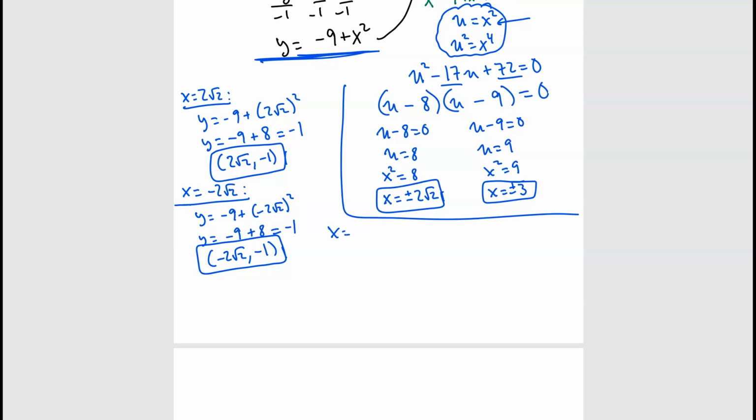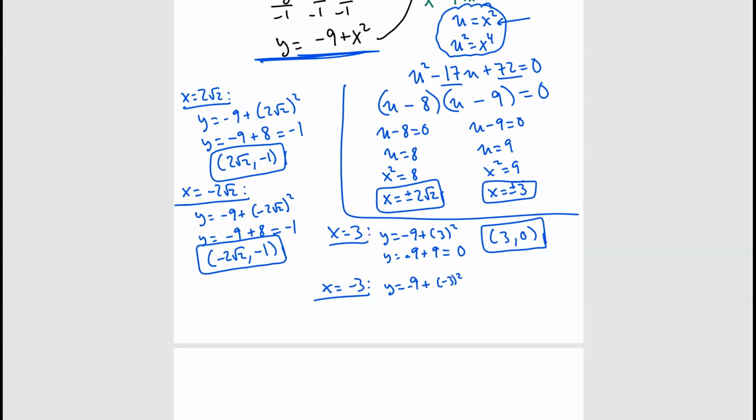Now let's plug in the positive 3. So I'm going to get y equals negative 9 plus 3 squared. Negative 9 plus 9, that's just going to give me 0. So this answer is going to be 3, 0. And then finally, x equals negative 3. So y equals negative 9 plus negative 3 squared. That's going to give me negative 9 plus 9, which also gives me 0. So the answer is negative 3, comma 0.